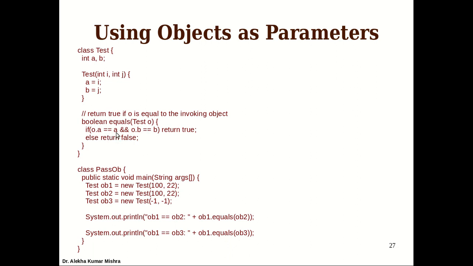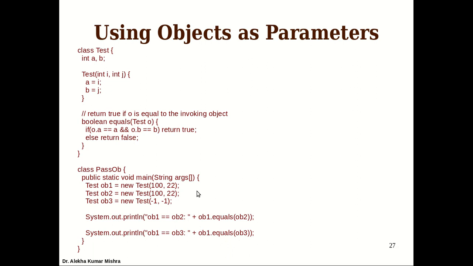So here A and B refer to the fields of the object which has invoked this equal method, and O.A and O.B refer to the A and B fields of the object O.